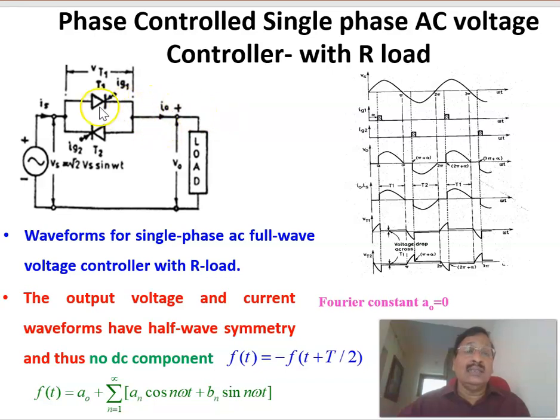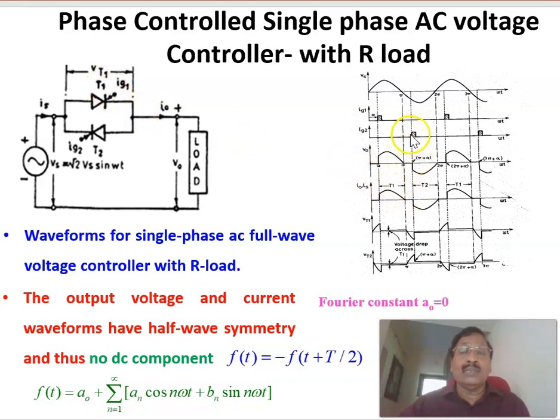This is the current waveform, and since it is a resistive load, this current will be in phase with the voltage. Whatever the voltage is, divided by the resistance will give the current. Once the current through the device, the SCR, goes below the holding current, that device gets turned off. Therefore, at this point, since the current is going to zero, T1, which is already in conduction, gets turned off.